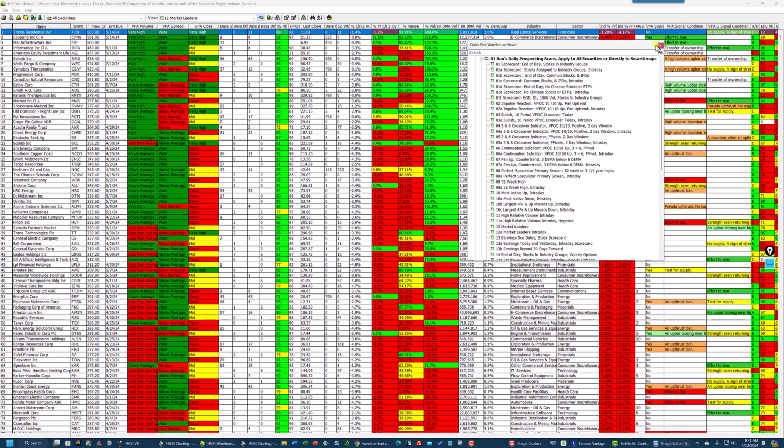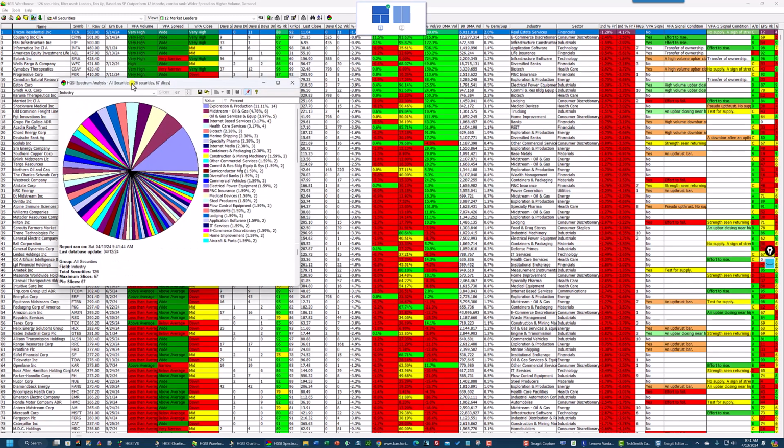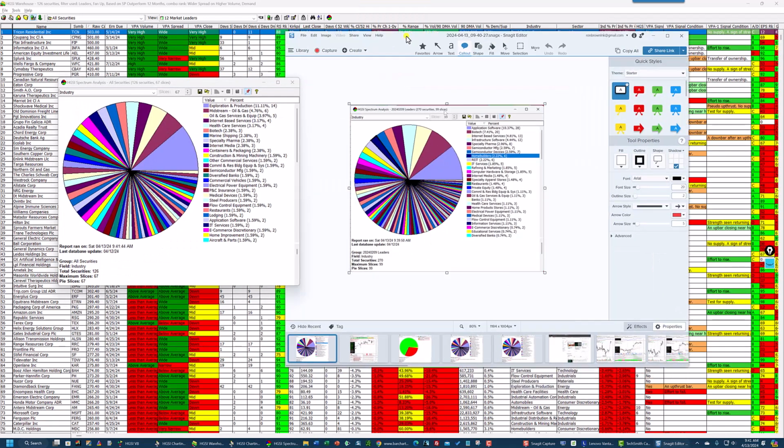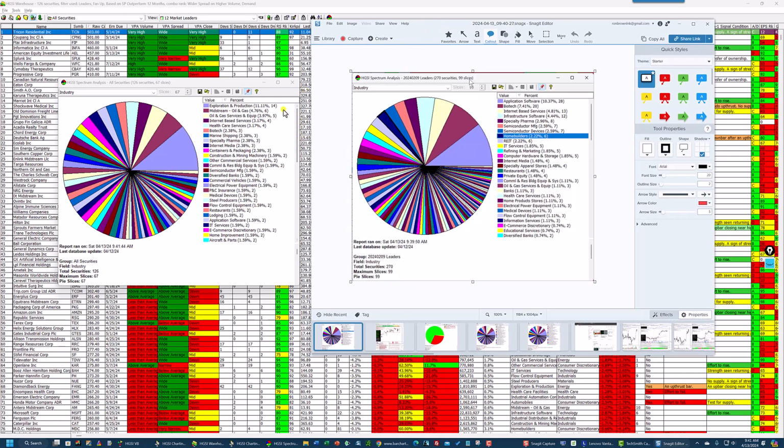Now I want to bring up that spectrum analyzer again, and bring this back over. Now let's look at the composition of the current leaders, and you will see that there are, well, 2 semiconductor manufacturers now, and over here there were 7. I don't see any semiconductor devices in here. So you can see that this has totally changed over that 2-month period.